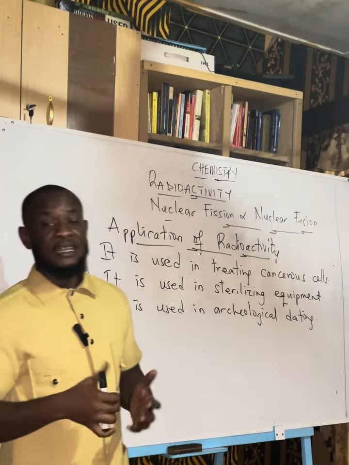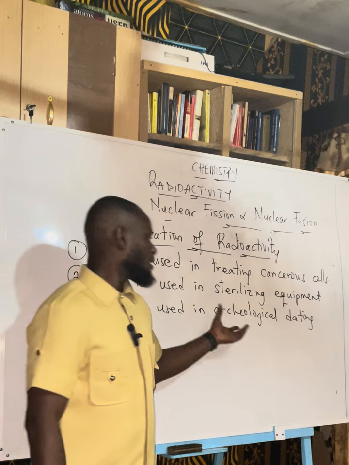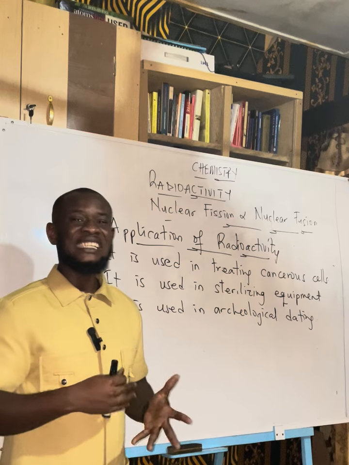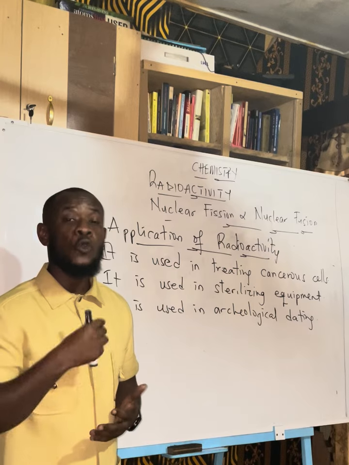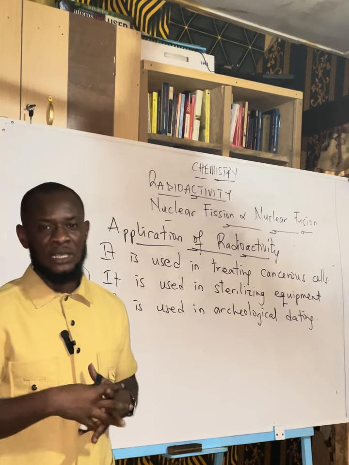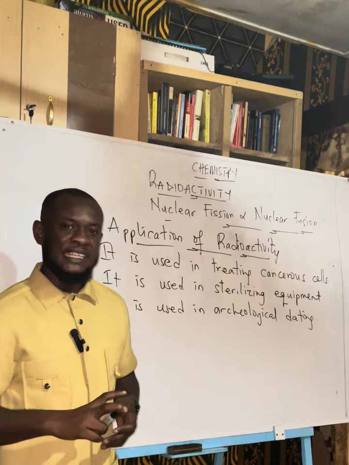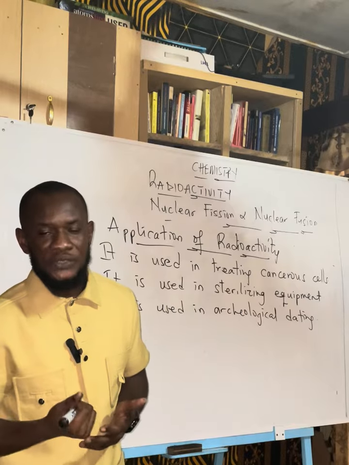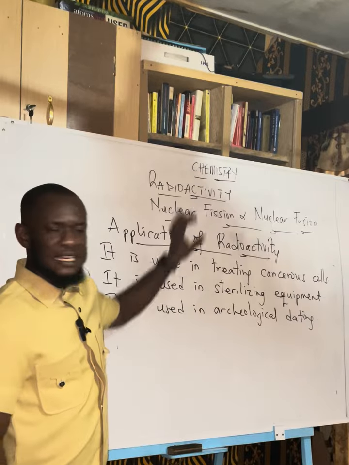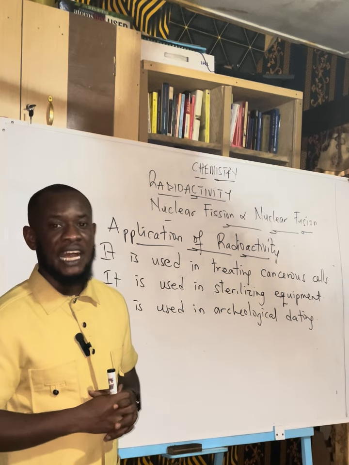Now some of you have heard about archaeological dating. With radioactivity, for example, carbon-14, we use it in predicting the age of old antiques, old things. For example, as you have heard from the news, some scientists can tell us that these dry bones are 5,000 years old. How do they do that? They use what we call carbon-14. So, applying the knowledge of radioactivity, we can also use it in archaeological dating.